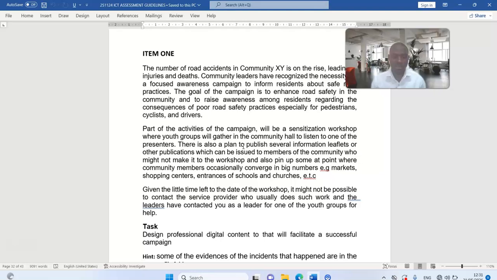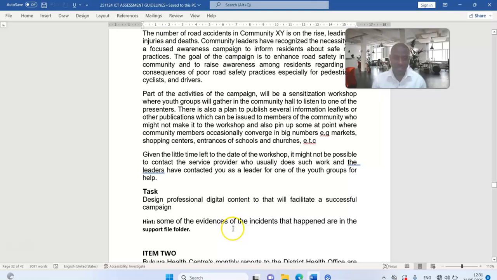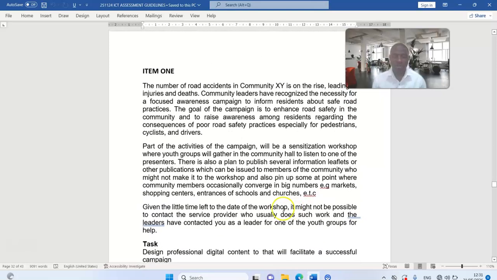Given the little time left to the date of the workshop, it might not be possible to contact the service provider who usually does the work. And the leaders have contacted you, as a leader of one of the youth groups, for help. Design a digital content that will facilitate a successful campaign. Hint: evidence of accidents is also in the supportive folder.